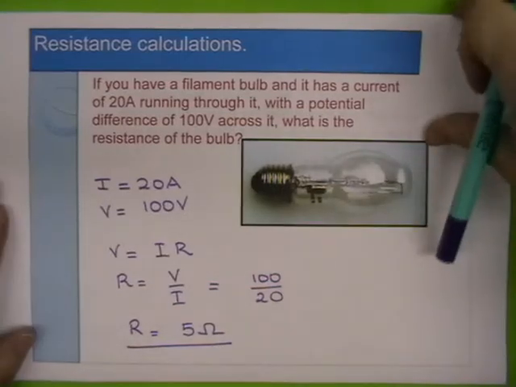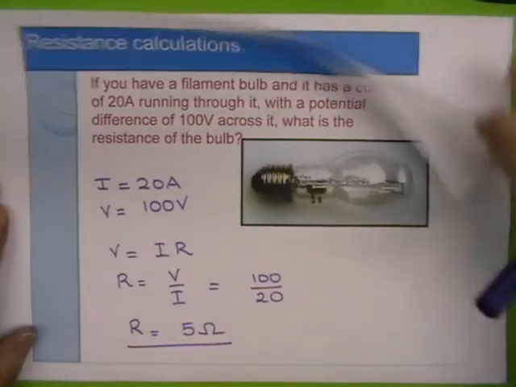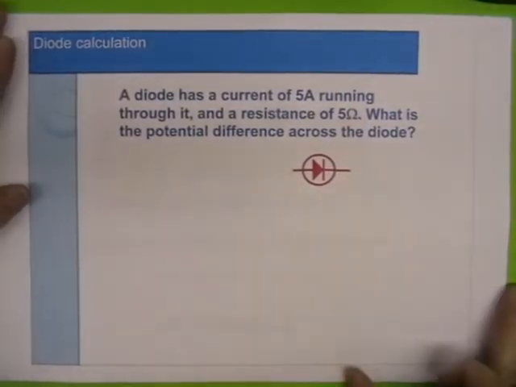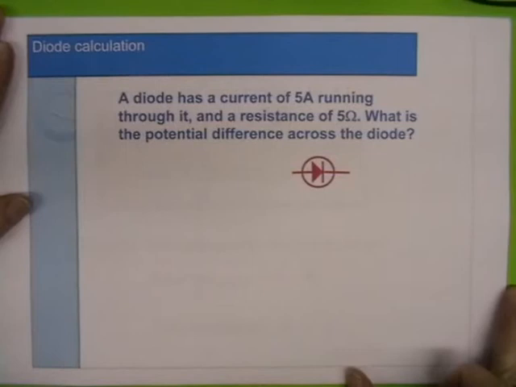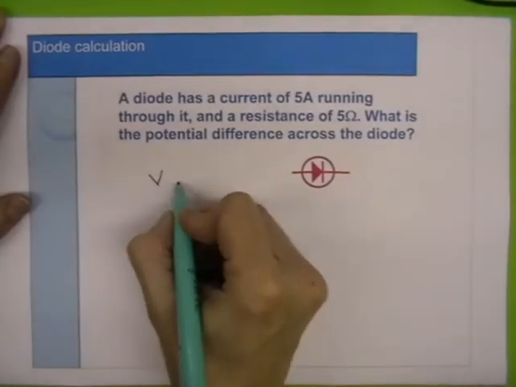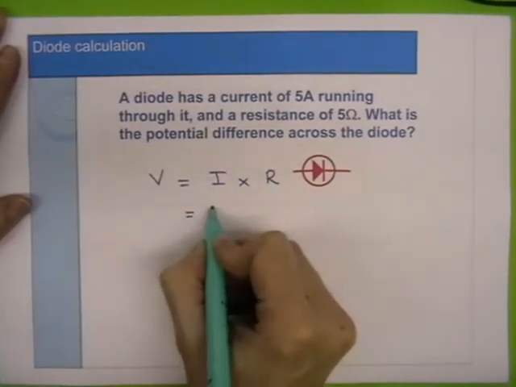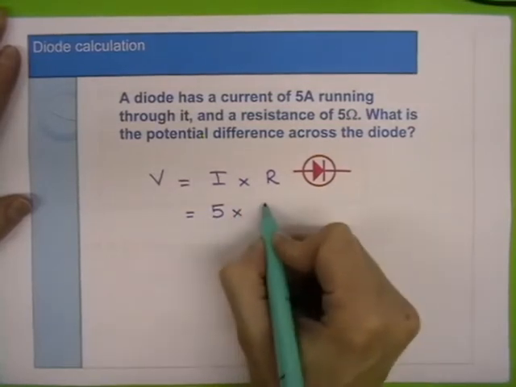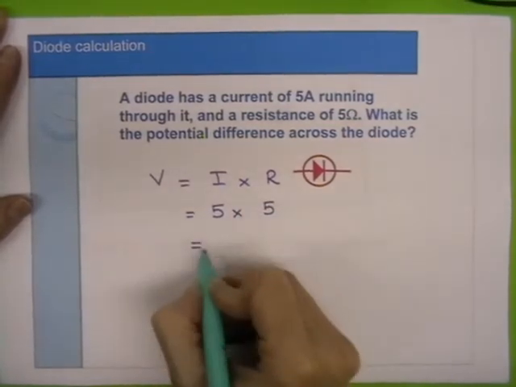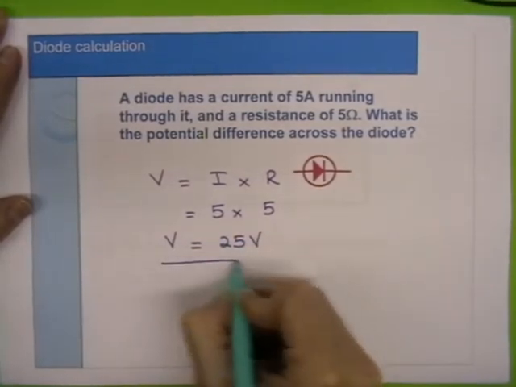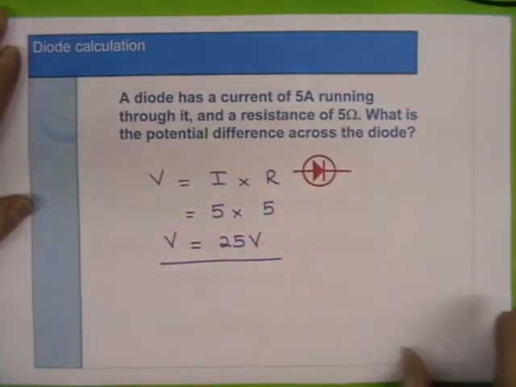Okay, next one then. This is a diode calculation. A diode has a current of 5 amps running through it and a resistance of 5 ohms. What is the potential difference across the diode? So again, if you just use V = I times R, I is 5, R is 5, and V is equal to 25 volts. And that's fairly straightforward.